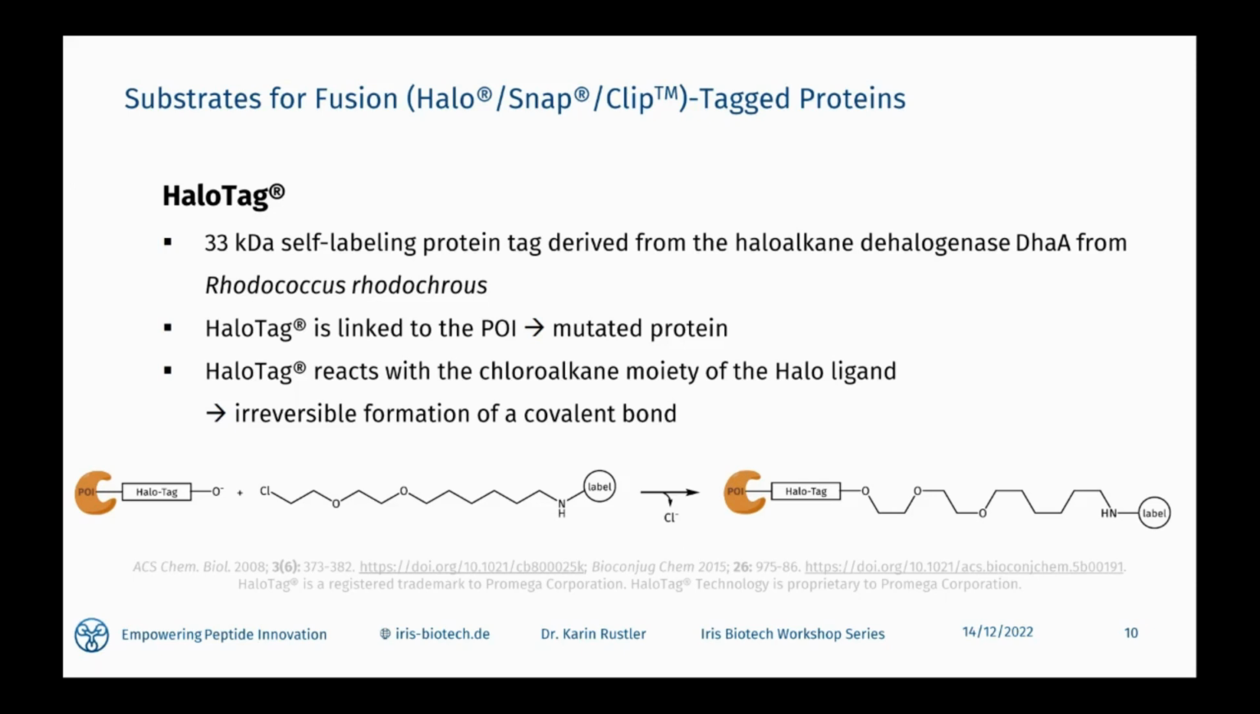The halo tag is a 33 kilodalton protein which is linked to the protein of interest. The halo tag can then react with chloroalkanes from ligands to form a covalent bond. Using this, labels or specific functional groups can be introduced on a protein. So on this slide below, you see the reaction scheme of the halo tag reacting with a chloroalkane.